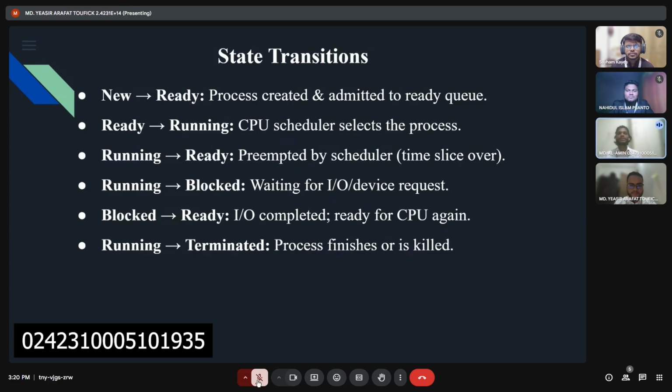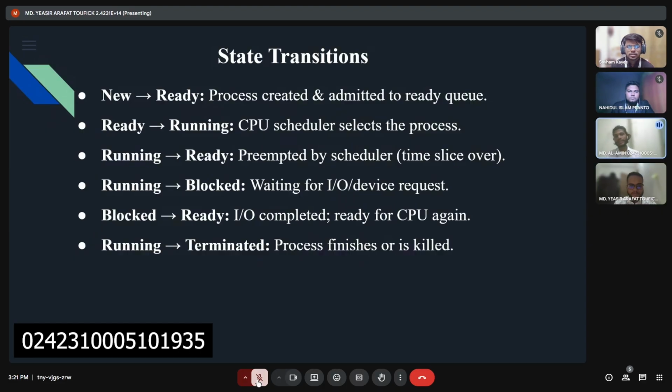Now talking about new to ready. At first the OS creates a new process, and then the OS accepts the newly created process and puts it in the ready queue for execution, and then ready to running.